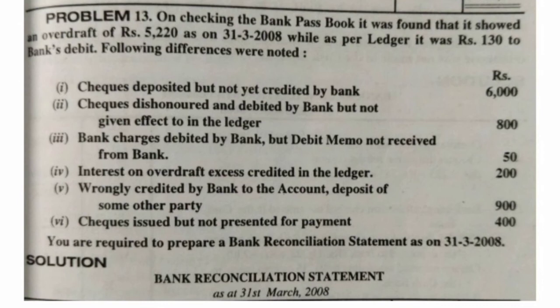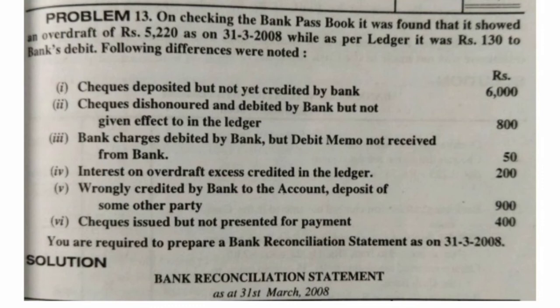Okay. Next, bank charges debited by the bank, but debit memo not received from the bank by the customer. In the cash book, it is irrelevant now because we are starting with the overdraft balance as per passbook. Bank charges debited by the bank. In the passbook, they have recorded the expenditure on the debit side. Therefore, we need to reduce the amount of rupees 50.